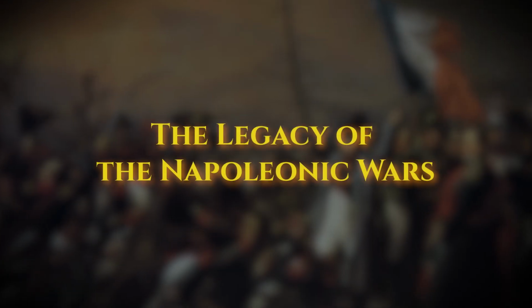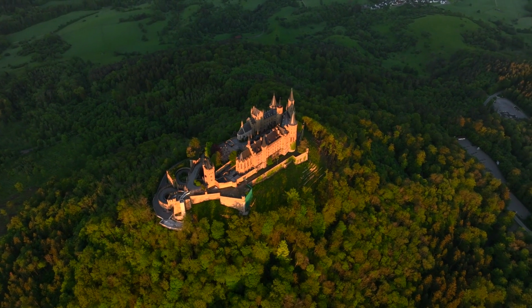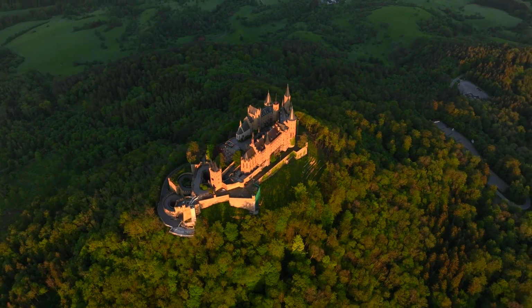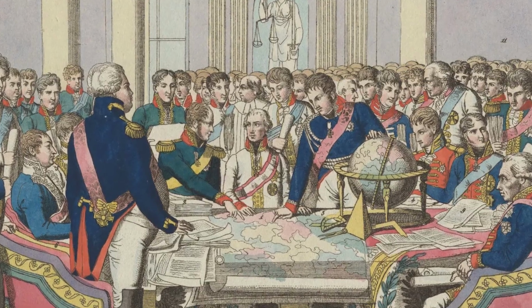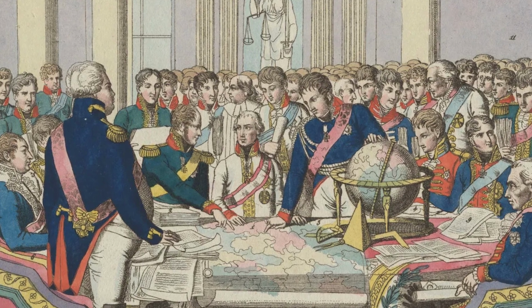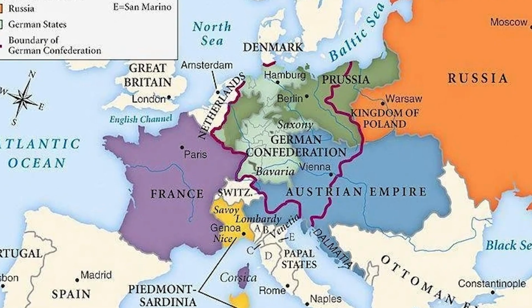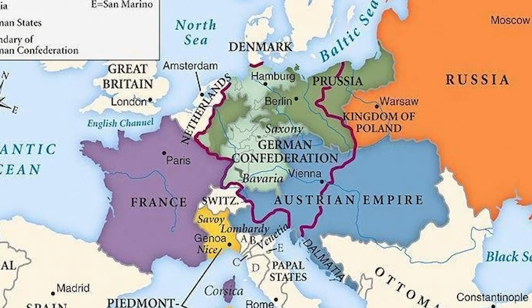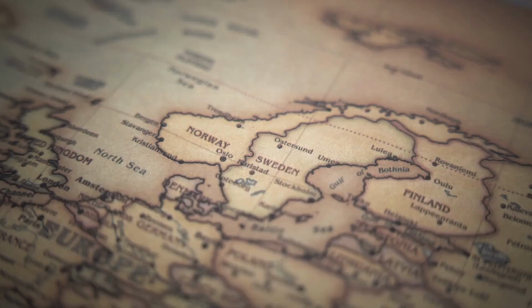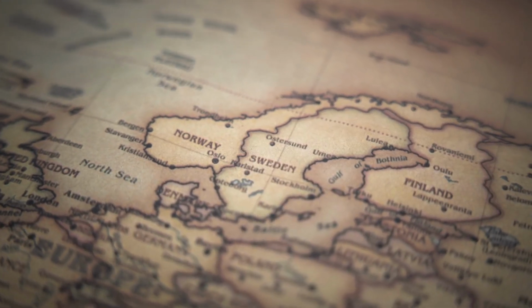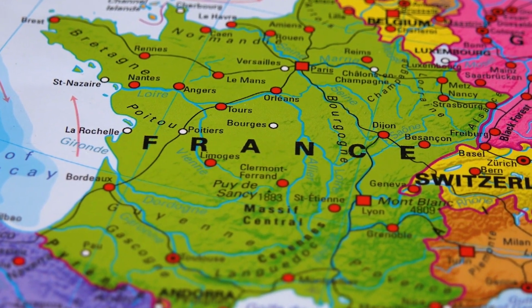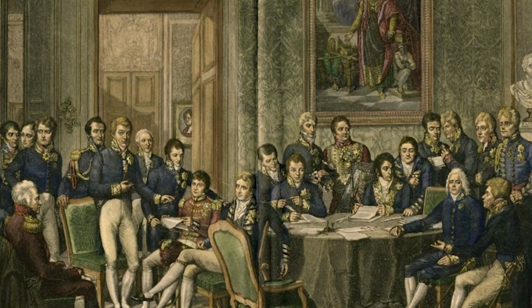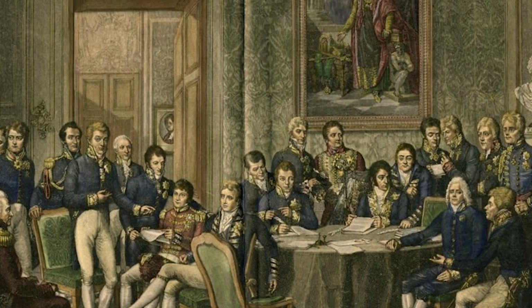The legacy of the Napoleonic Wars. Though Napoleon was ultimately defeated, his legacy continued to shape Europe for generations. After his final downfall, the victorious powers convened at the Congress of Vienna in 1815 to redraw the map of Europe and restore the old monarchies that Napoleon had overthrown. The Congress sought to create a balance of power that would prevent any one nation from dominating Europe as Napoleon had done. It was an attempt to restore stability after years of conflict and upheaval.